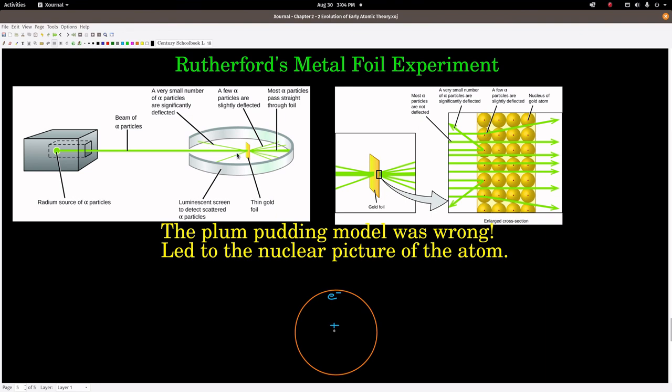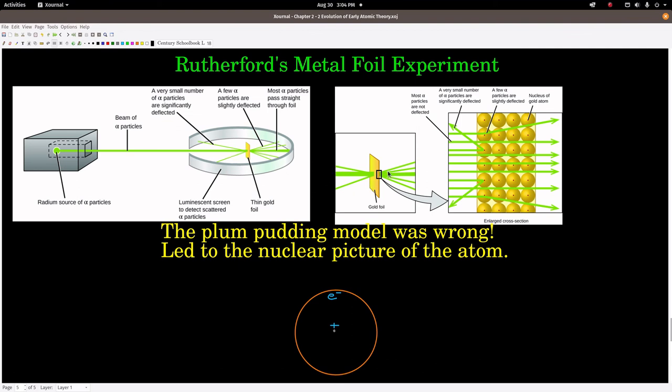Eventually, they came to the only logical conclusion: the plum pudding model was wrong. What this led to was the nuclear picture of the atom. Rutherford came up with this. What he said was, it looks like this picture over here: most of the mass and all the positive charge is located in this very, very small region in the middle of the atom called the nucleus. And all the negative charge, which is on these electrons that they already knew about, was outside of the nucleus. And that fit his experimental data really well.